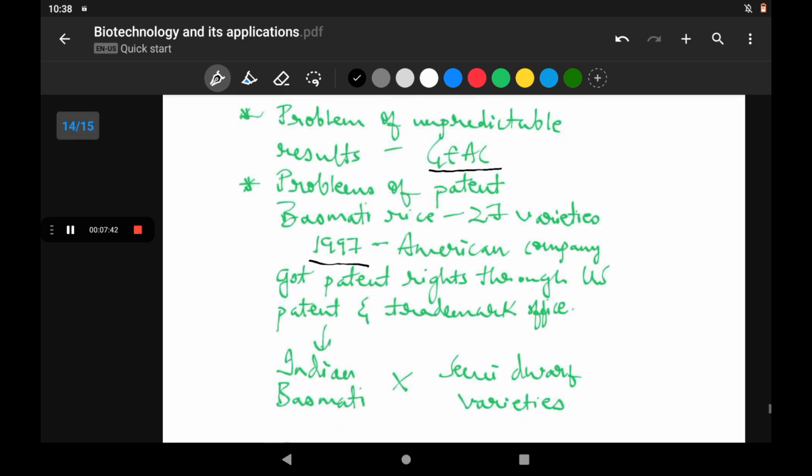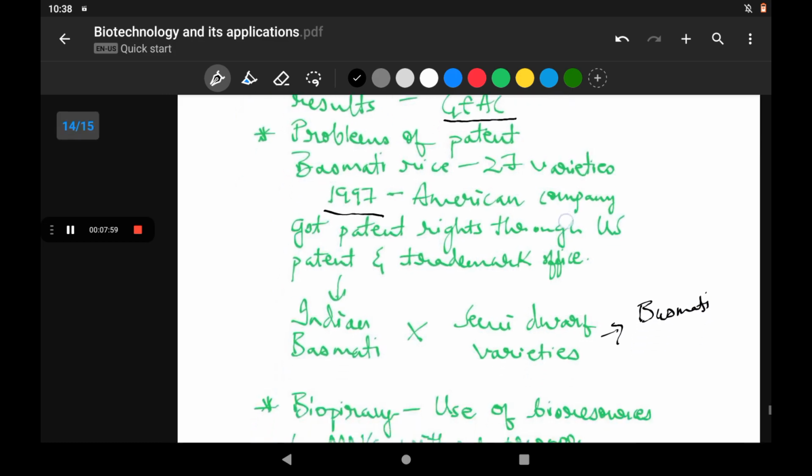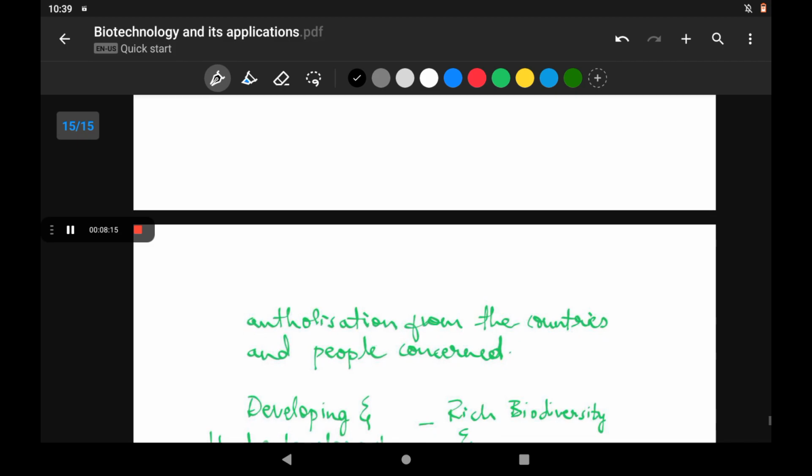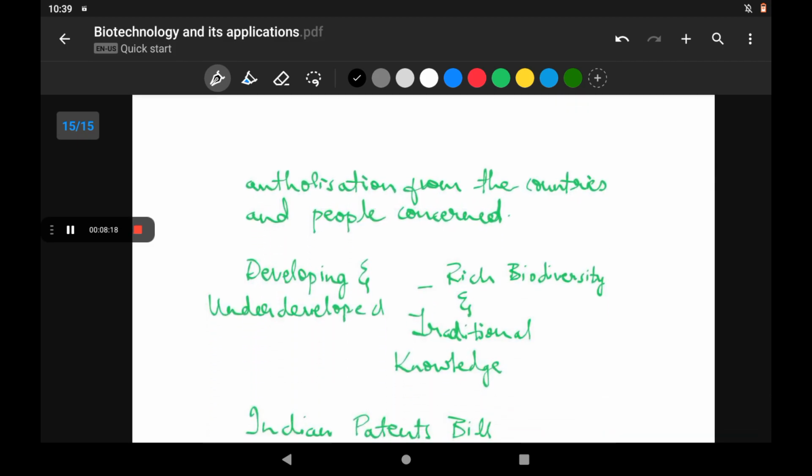So in 1997, an American company got patent rights through the US Patent and Trademark Office, wherein they had crossed the Indian basmati variety with semi-dwarf varieties, and they got a variety producing basmati rice, and they applied for the patent. If they get it patented, then we would not be able to grow those. So there is biopiracy also, the use of bioresources by multinational companies without proper permission or authorization from the countries and people concerned.